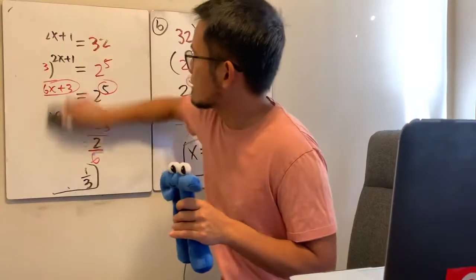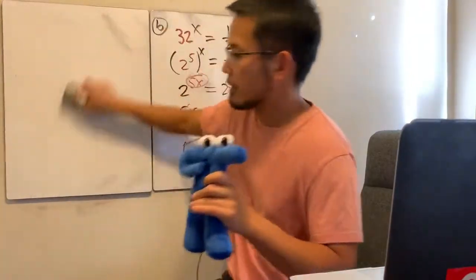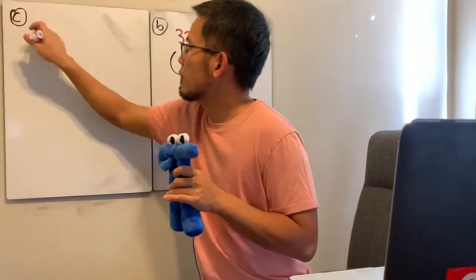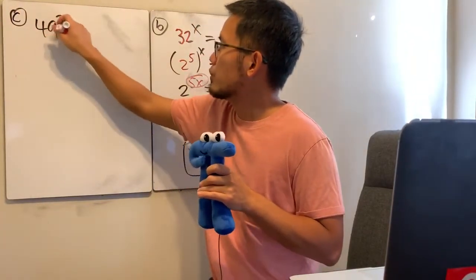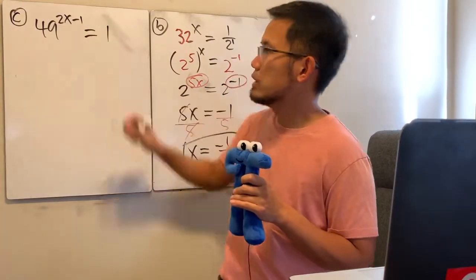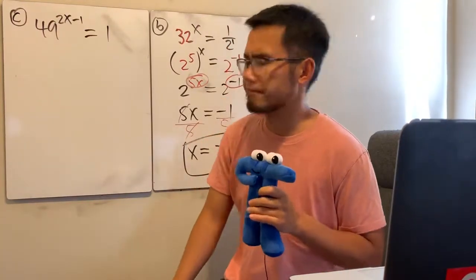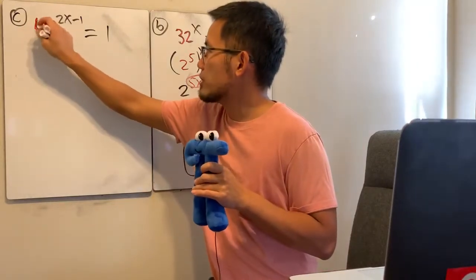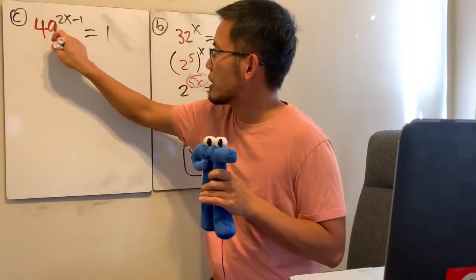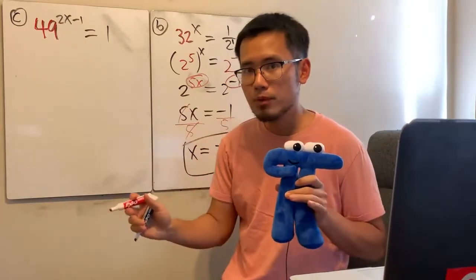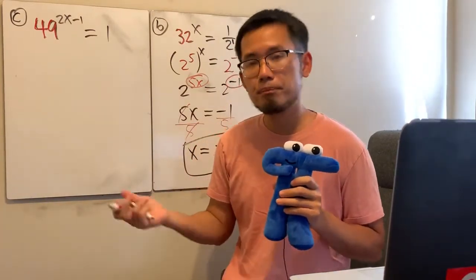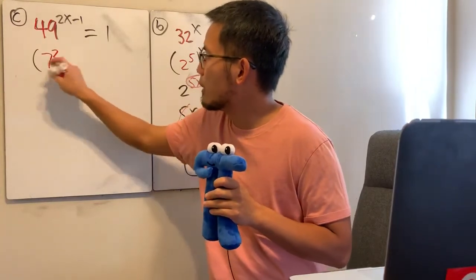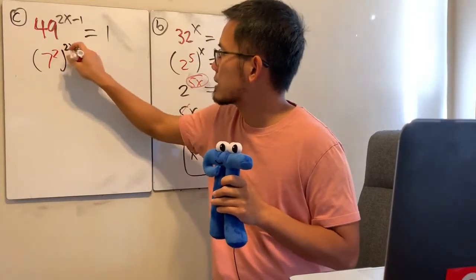All right, now let's see what we have here. Next one, we have c, 49 to the 2x minus 1 power, this is equal to 1. Weird. It's okay. Let's see. Again, same strategy, just pay attention to the base. Here we have 49. Break it down. 7 times 7 is 49. Perfect. So, 49 is the same as 7 squared, and then we raise this to the 2x minus 1 power.